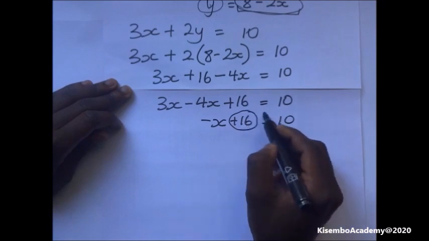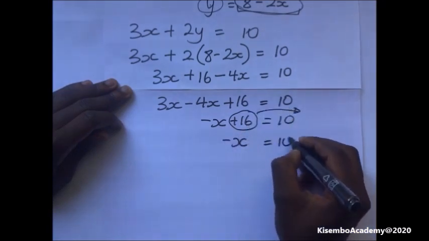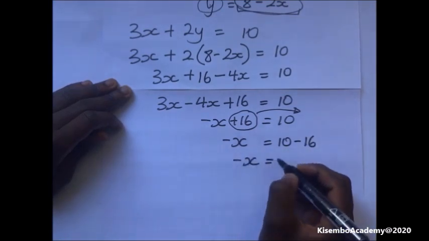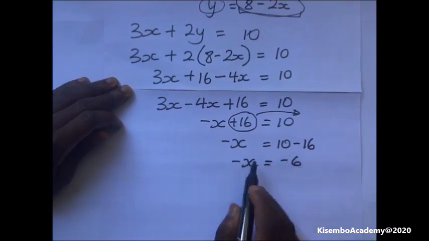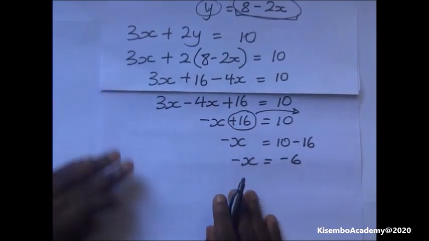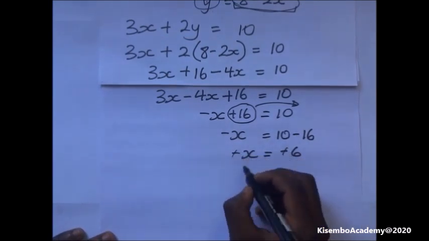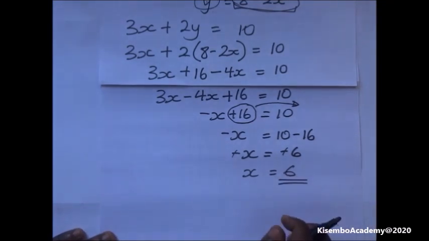When we transfer this 16 to that side, it becomes negative x is equal to 10 minus 16. Negative x therefore becomes 10 minus 16, which is negative 6. And of course, when we multiply both sides by negative 1 to eliminate this negative, we get our value of x as 6. That will be the value of x.